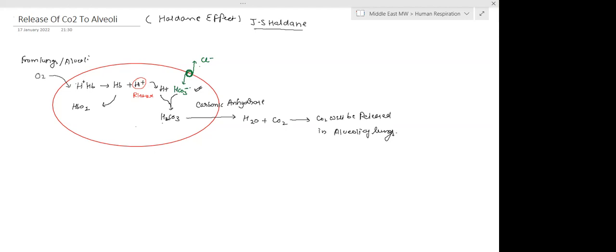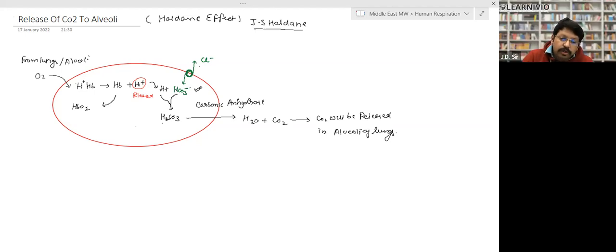Sir, can you repeat? Yes. As a result, H2CO3 is split into CO2 and H2O in the presence of carbonic anhydrase, and CO2 is released into the alveoli of lungs.